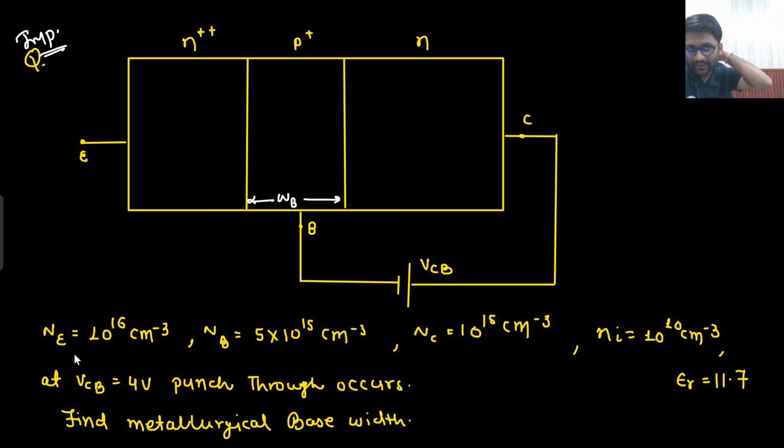What is the meaning of punch through? That at 4 volt completely it will be depleted of charge carriers, right? So this width I need to find out. So at 4 volt, what will be my depletion? My depletion would be WB multiply with NC upon NC plus NB.